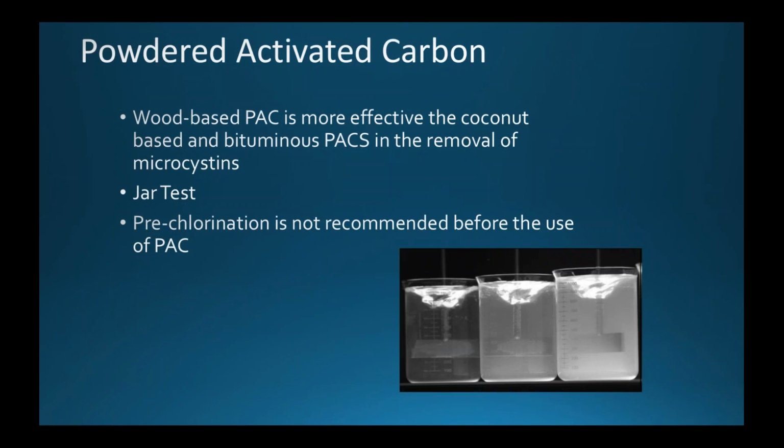The powdered activated carbon that we use typically will be wood-based. The fact that it's wood-based matters because we'll talk about pores in a minute. The pores are larger. Microcystin is a 1,000 molecular weight, a lot larger molecule than your taste and odor compounds. If you want to know how well your PAC works, you can do it via jar test, which means you add microcystin, you add your PAC, and then you pull it out and see how much microcystin is left. We do not recommend pre-chlorination before PAC, because pre-chlorination before PAC destroys the PAC.